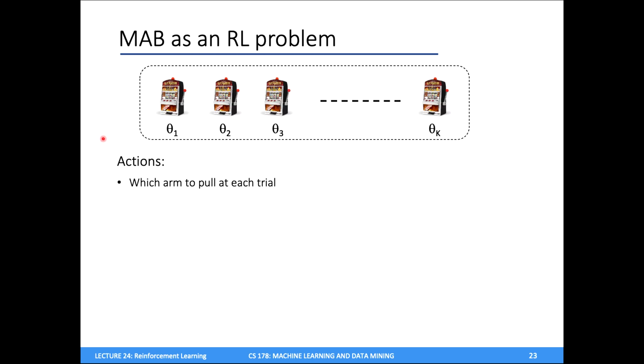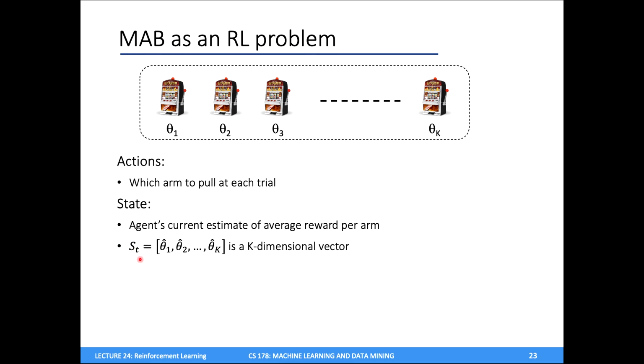Okay, let's see how to phrase this multi-armed bandit problem as a reinforcement learning problem. The actions are, of course, which arm to pull at every trial. The state that we're going to maintain in our agent, again, we're free to choose this as the AI designers, is the agent's current estimate of the average reward per arm. So my state at time t, s sub t, is going to be a k-dimensional vector. So I have one dimension per machine, where the first dimension is going to be what I call theta hat 1, second dimension is theta hat 2, so on and so forth. And these theta hats are essentially the agent's estimate of these true unknown average rewards.